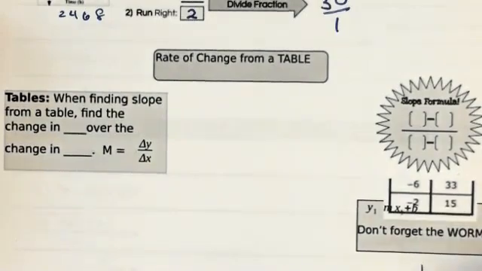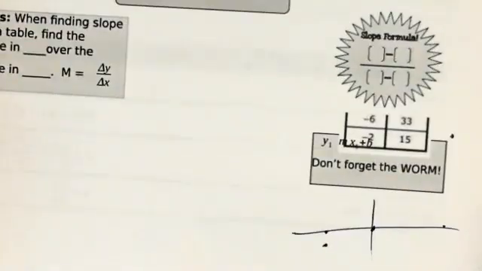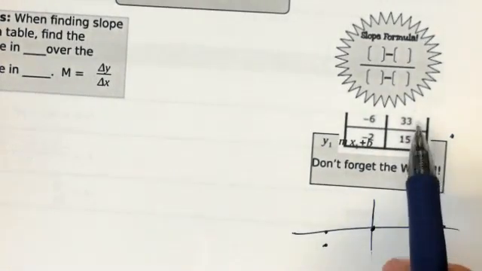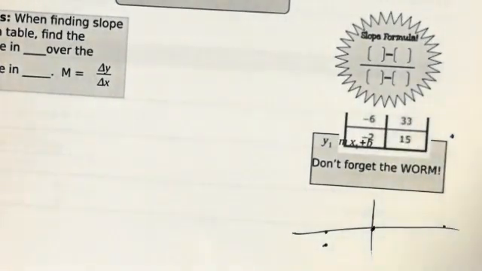And I could plot 15 and 33, and I could count how far that is between them. But I don't really want to do that. I don't want to have to count from -6 to -2 and from 15 to 33. I don't want to have to count those.